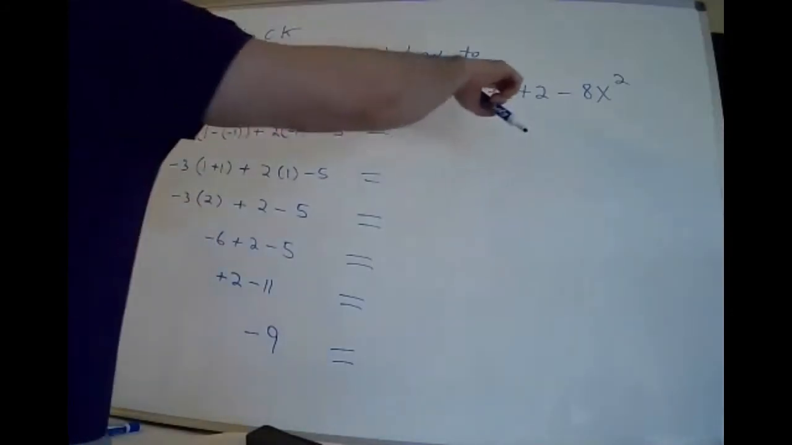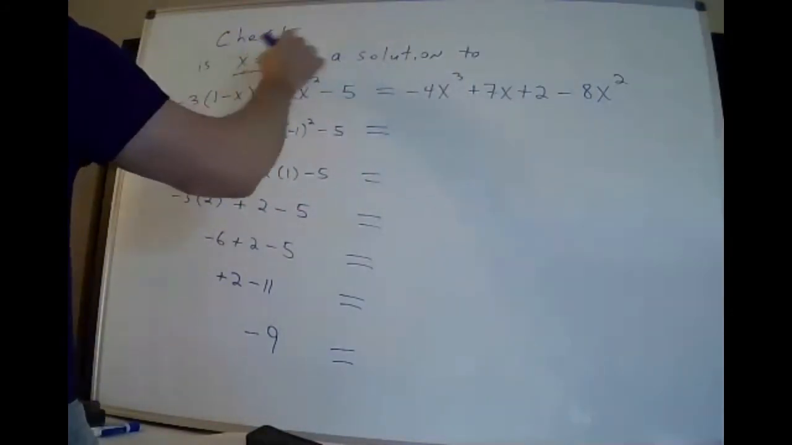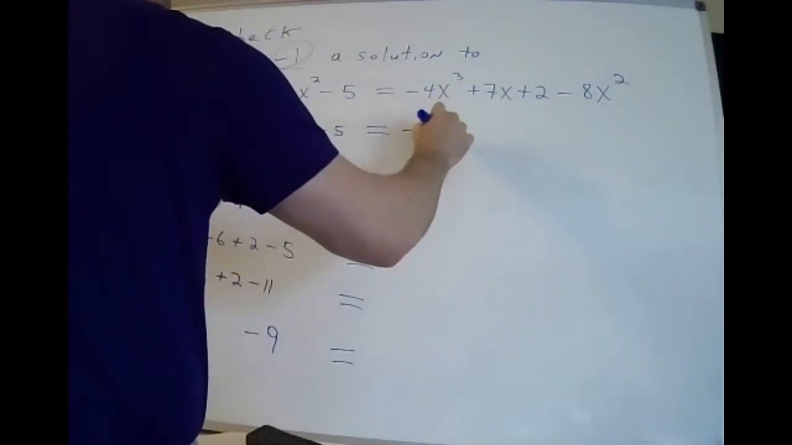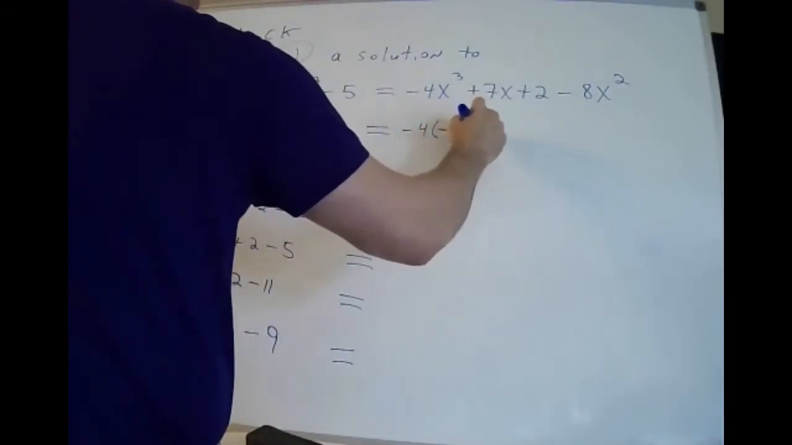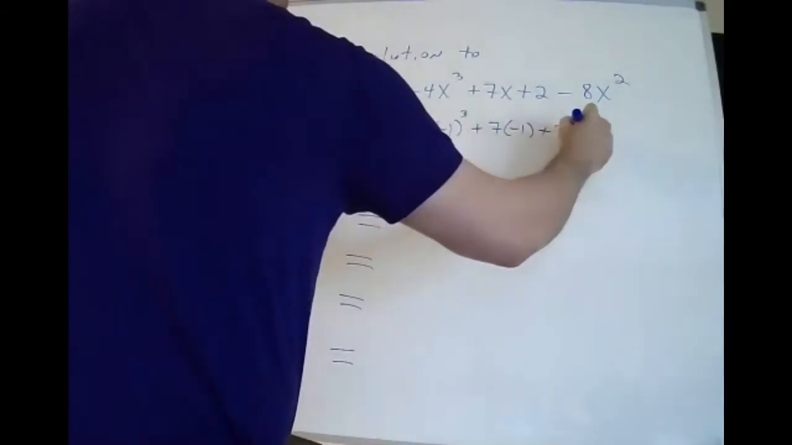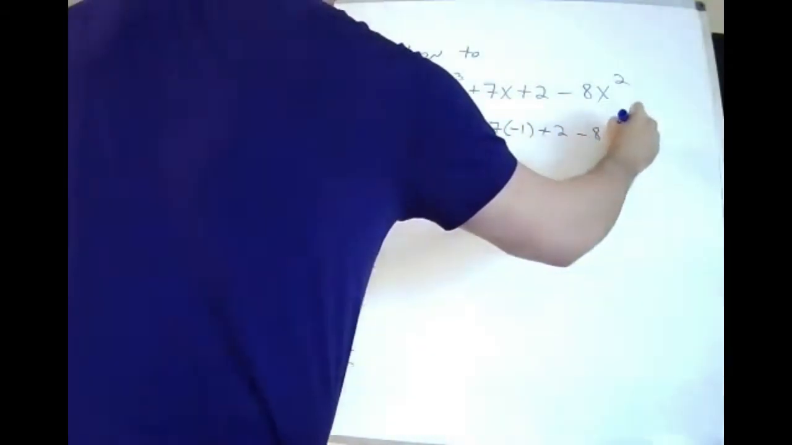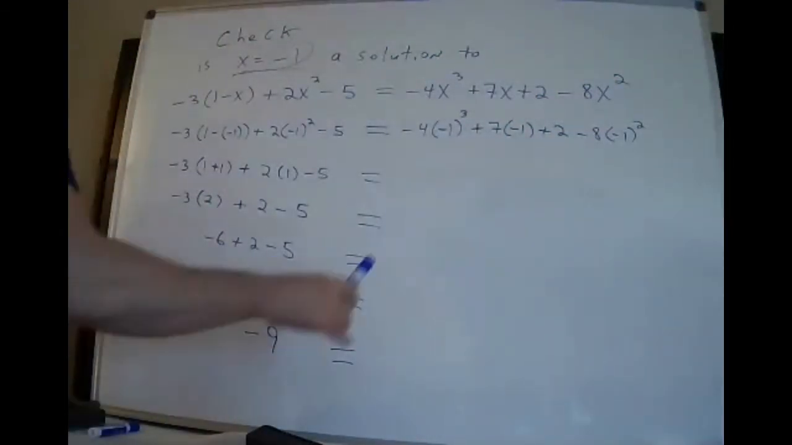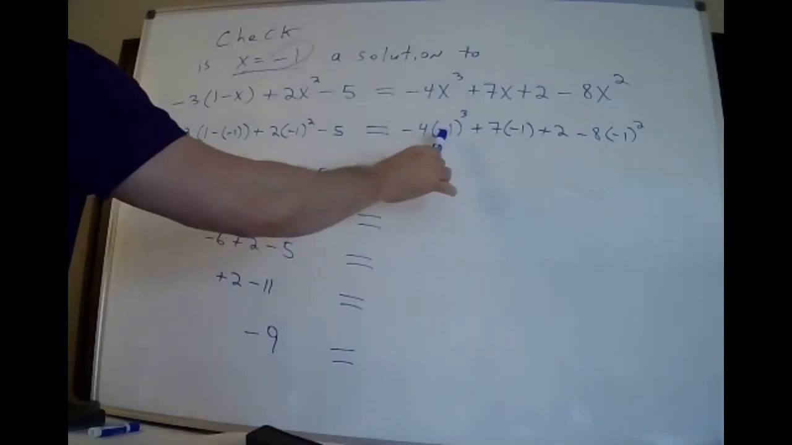Plugged in and just bang it all out. Now I got to go to the other side and put -1 here, here, here. Everywhere I see X, I put -1. So that's what you do, just plug it in. I mean, the first step is easy. Just replace all the x's with -1. Now you actually have to do it. You have to be super careful here.